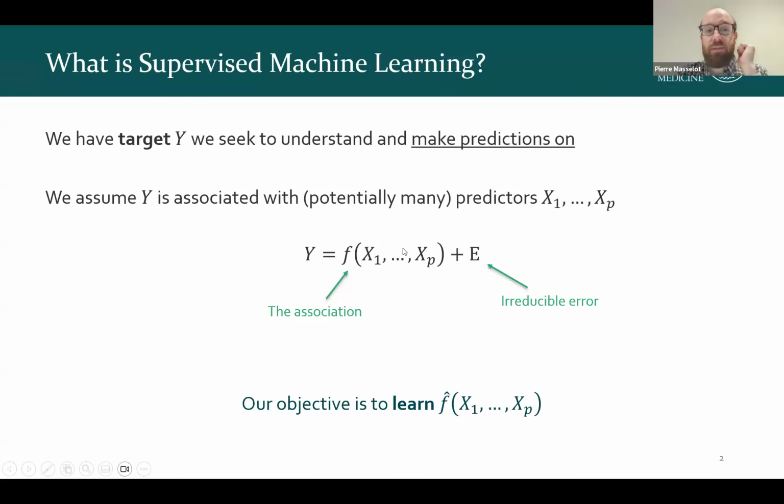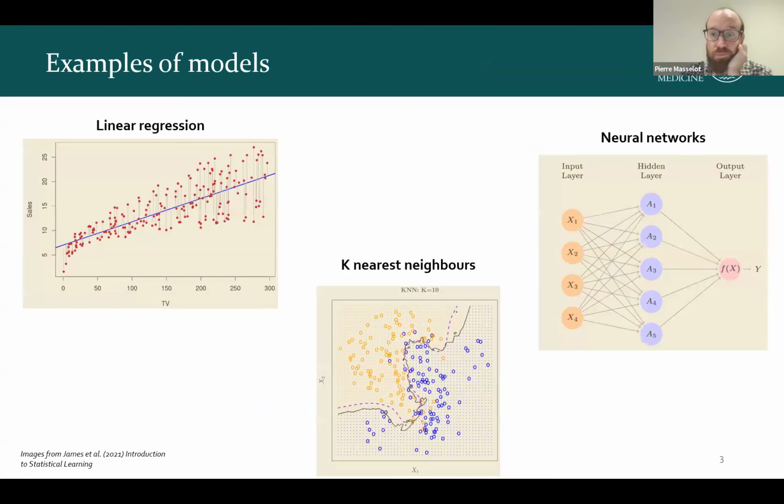And so we assume that this target is associated through an unknown function that I call F. And in addition, this target also includes some error, some irreducible error. There is a part of this target that we cannot predict with our predictors. And really, under the hood, our objective is to learn this function, try to learn it as closely as possible, to be able to make good predictions of our target.